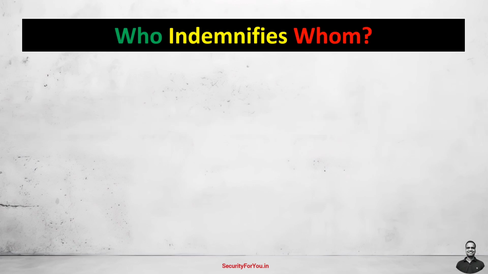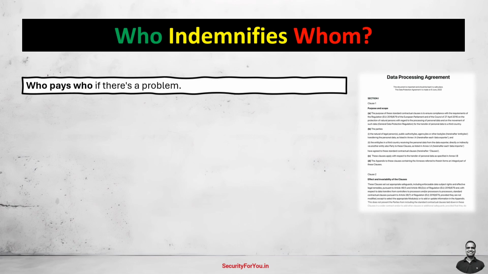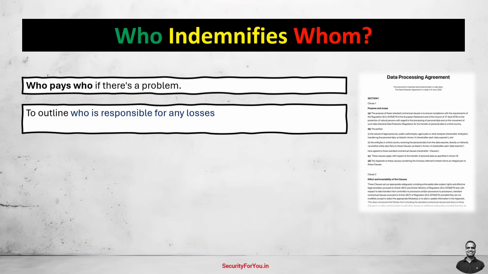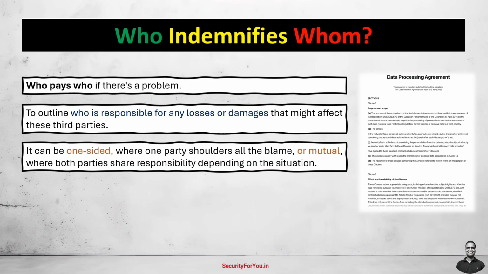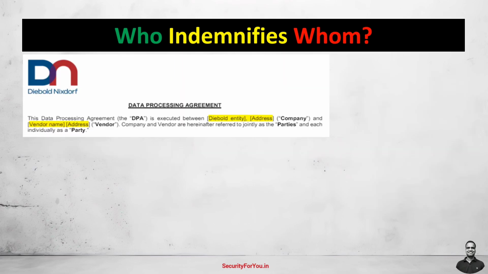Who indemnifies whom? This clause will say who pays whom if there is a problem. As we all know, the primary goal of an indemnification clause in any agreement is to outline who is responsible for any losses or damages that might affect these third parties. Third parties are the individuals whose data is compromised, right? The patients. It can be one-sided, where one party shoulders all the blame, or mutual, where both parties share responsibility depending on the situation.